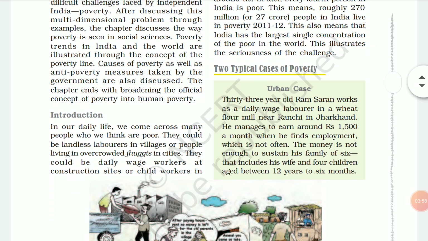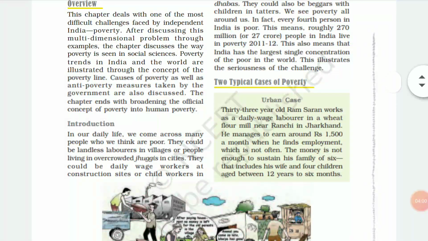Now see here, two cases are given. I'll not read out the cases. I'll just explain the cases to you because today in the online class I've already read them out. So here, in this urban case, there is a story given of Ram Sharan. Ram Sharan is a 33-year-old man, and he works on the farm as a farm laborer on a daily basis, and he's able to earn 1500.